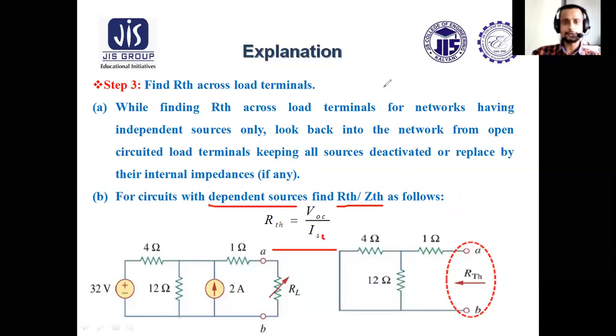So the conclusion is, there are two ways to determine RTH. First, look at the circuit and check whether the entire circuit comprises only independent sources. If so, then determine RTH as described here. If the circuit has both dependent and independent sources, determine RTH by calculating VOC by ISC. How to find VOC is discussed in step 2. How to find ISC, we'll discuss in later cases.